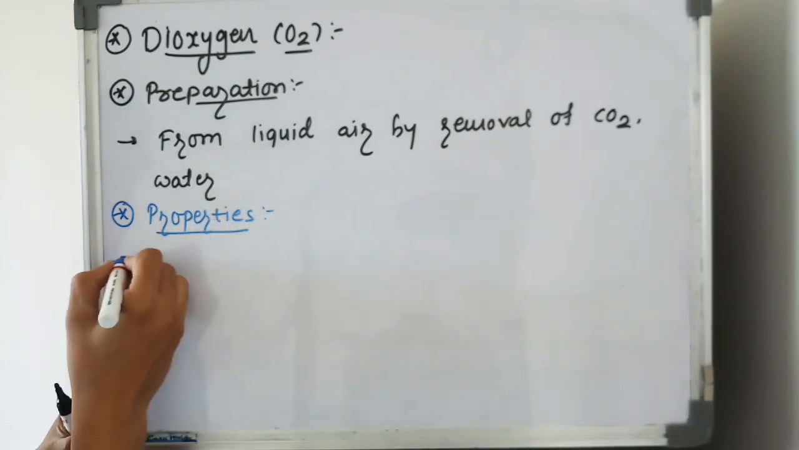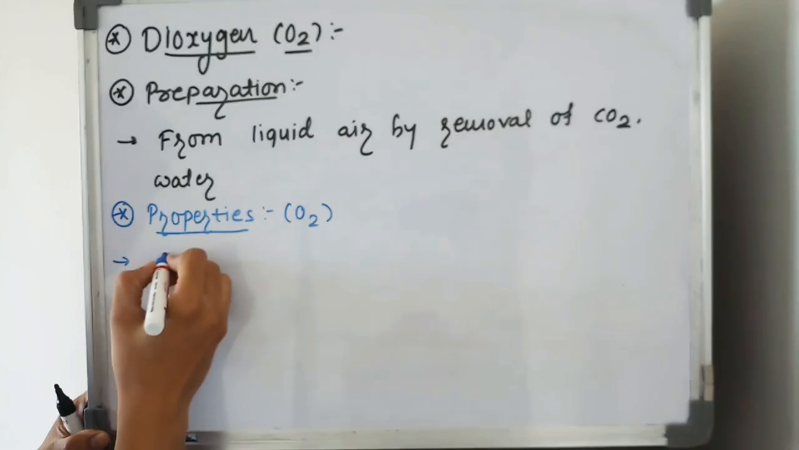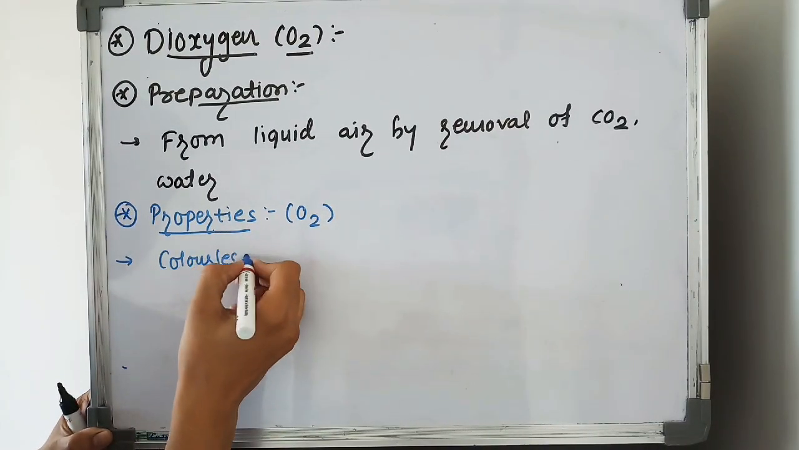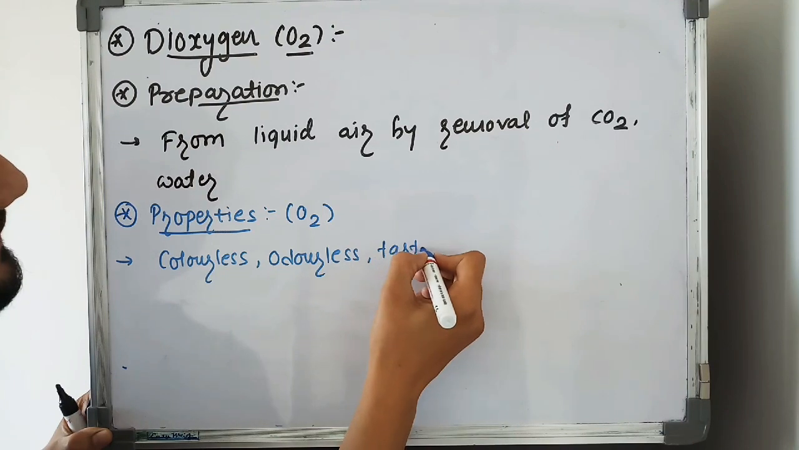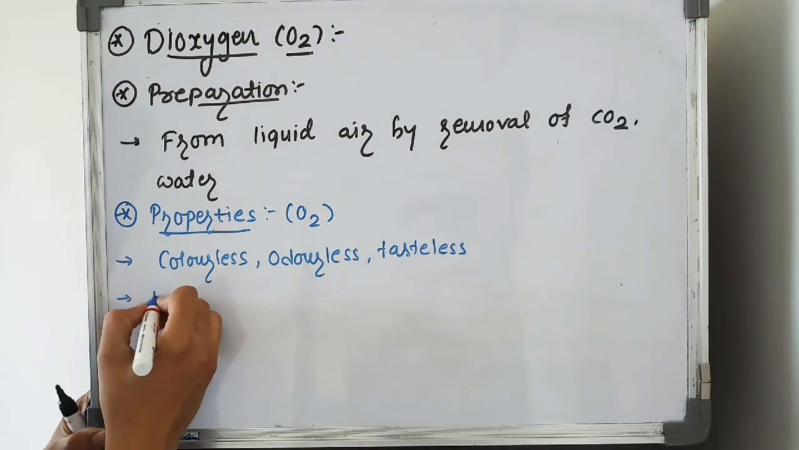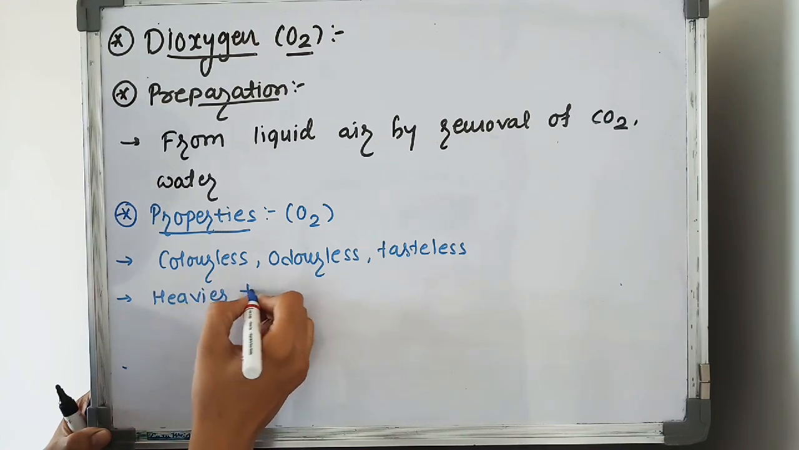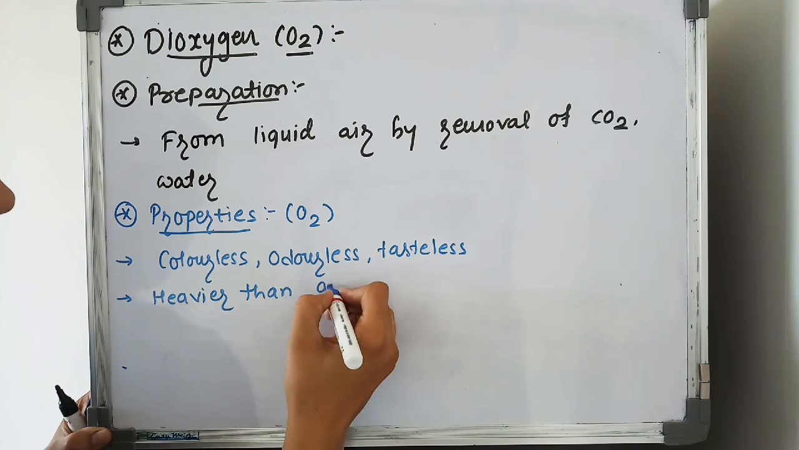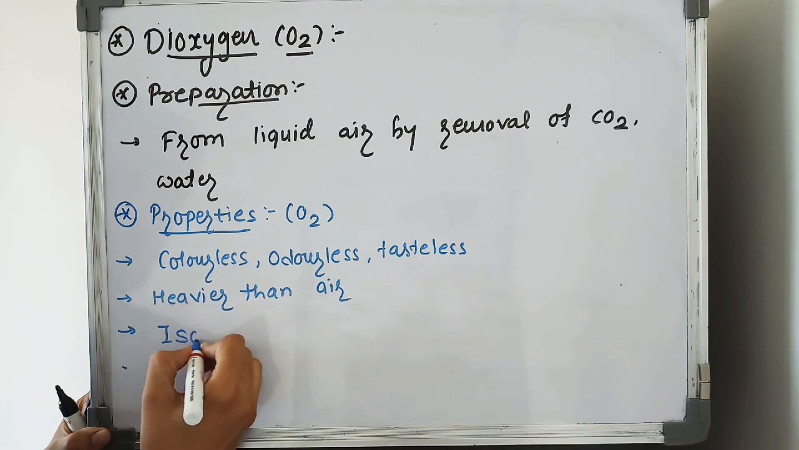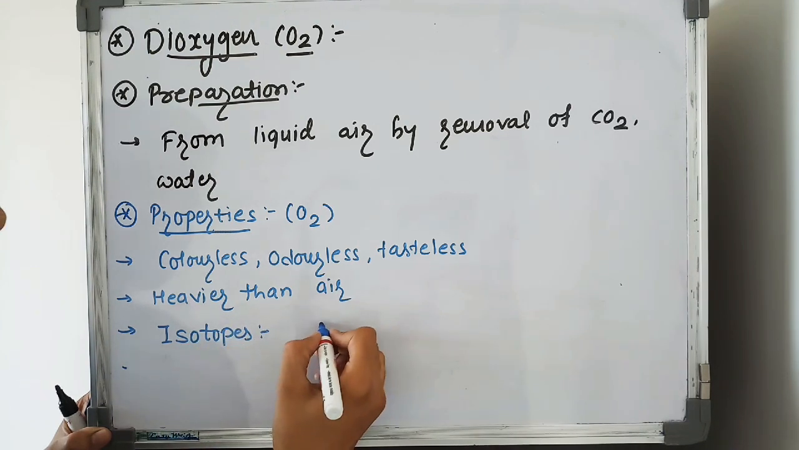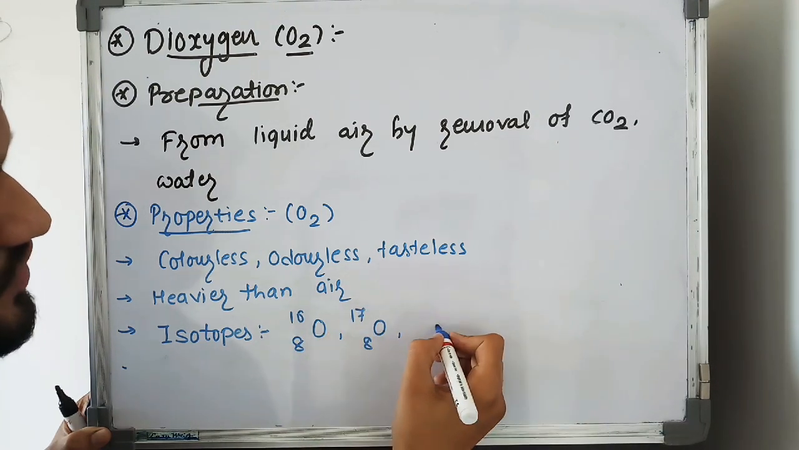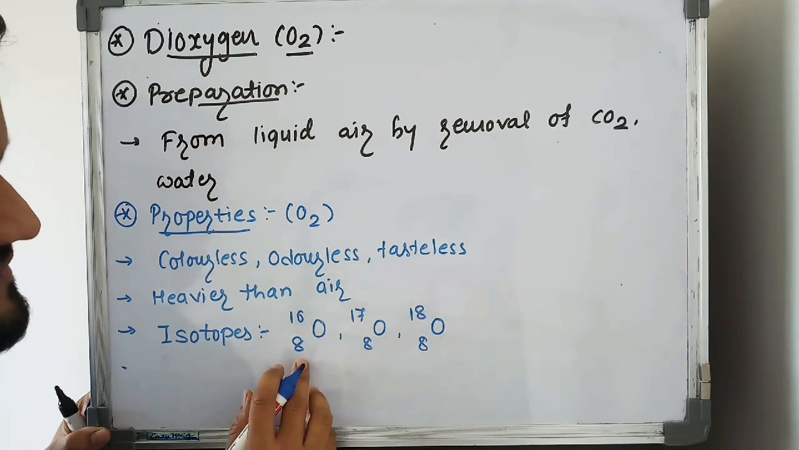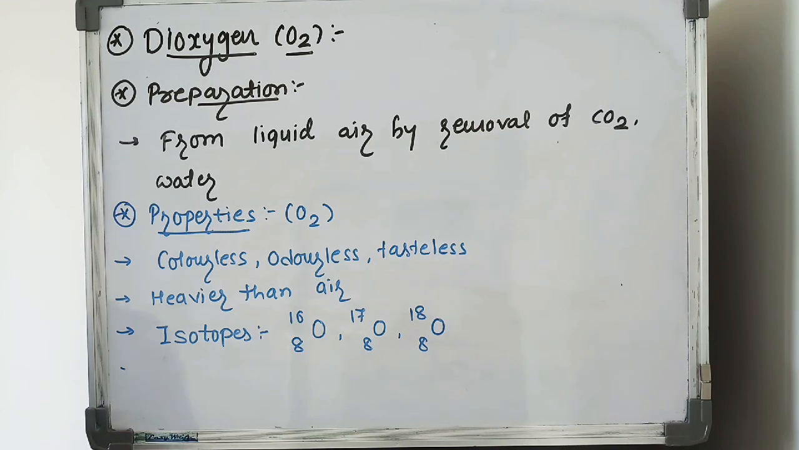Dioxygen is colorless, odorless and tasteless. It is soluble in water and it is heavier than air. It has three isotopes. What is the meaning of isotope, students? Isotopes are species having the same atomic number but different atomic mass. Like oxygen has the same atomic number 8 but different atomic masses. So these are called the isotopes of oxygen.